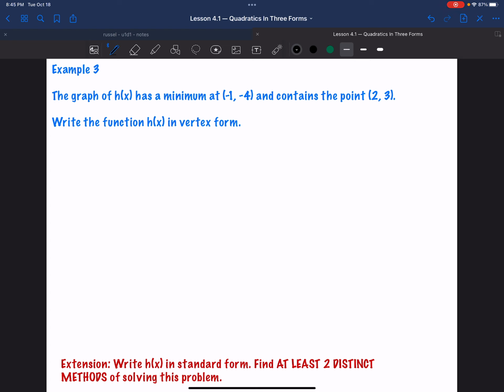Let's write this in vertex form. So context, the graph of h of x has a minimum at -1, -4, and contains the point 2, 3. So minimum is here at -1, -4, and it has the point 2, 3. So, right, that's kind of a quick visual of what's going on. So let's write this function in vertex form.